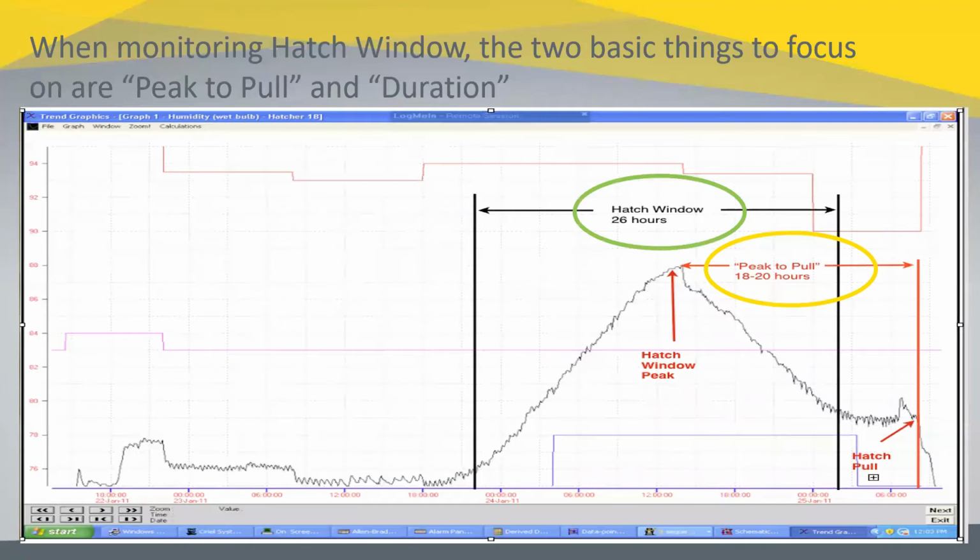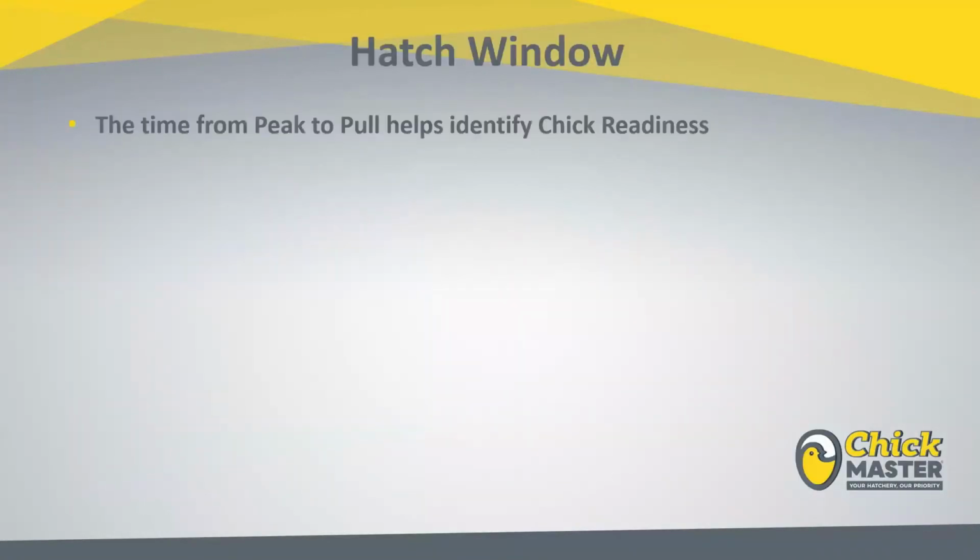And that duration tells me several things as well. So we're going to break this down a little bit today and talk about the difference between the two and what impacts both of those, and things to focus on in your hatchery that will hopefully help you manage your peak and manage your duration of your hatch window. So to start with, let's talk about monitoring hatch window.